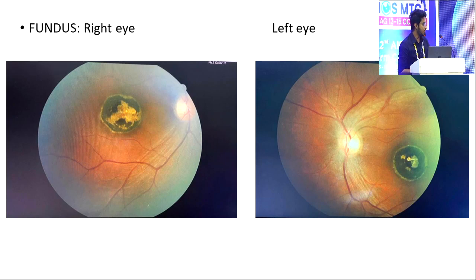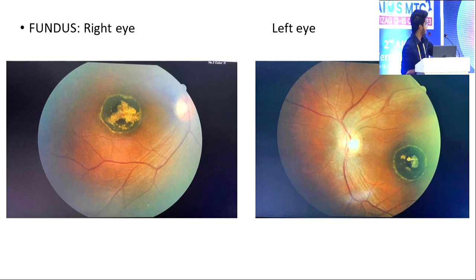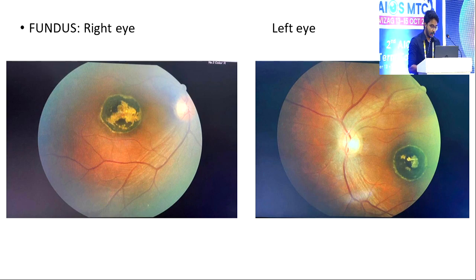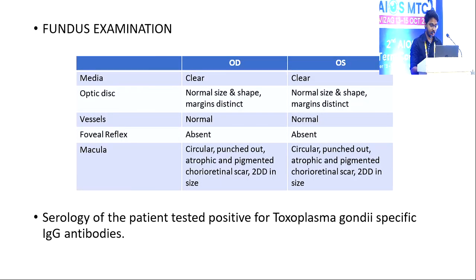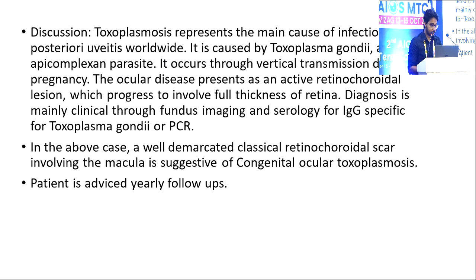This is the fundus picture of the patient. The disc was normal in size and shape, the media was clear, and the margins were distinct. A well demarcated circular atrophic pigmented scar, which appeared punched out, 2 disc diameters in size, was seen in the macula in both eyes. This is the fundus examination in brief, and the serology of the patient tested positive for Toxoplasma gondii specific IgG antibodies. So this patient was diagnosed as congenital ocular toxoplasmosis.